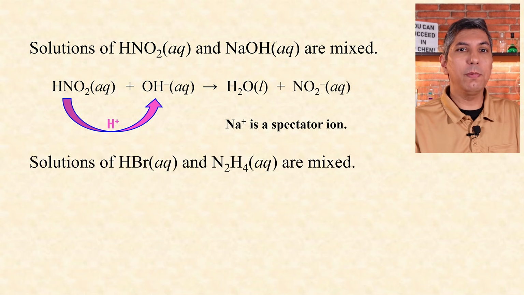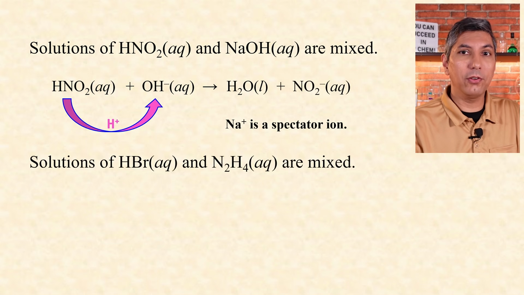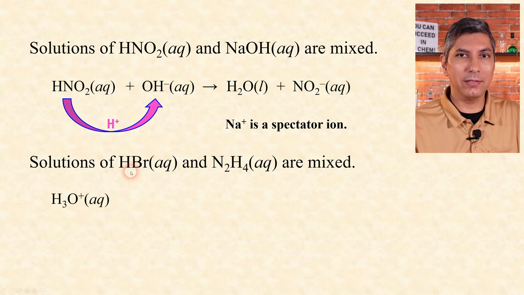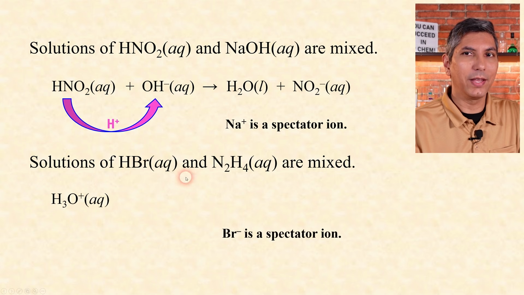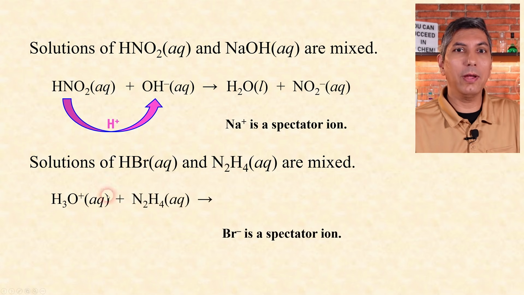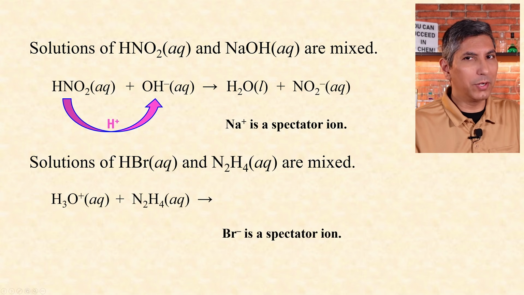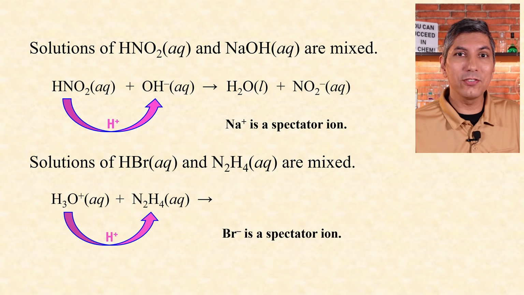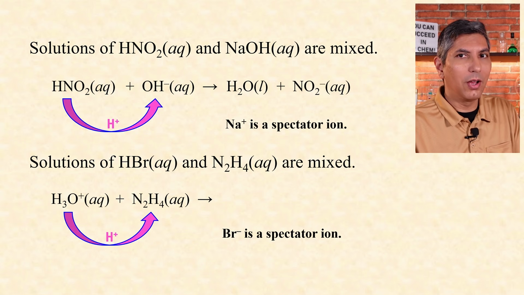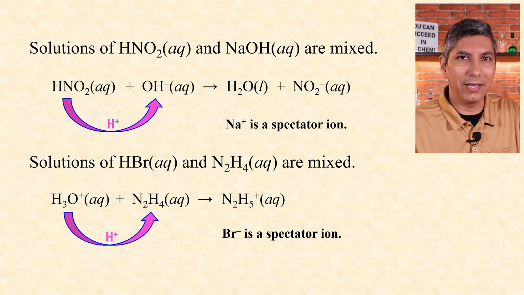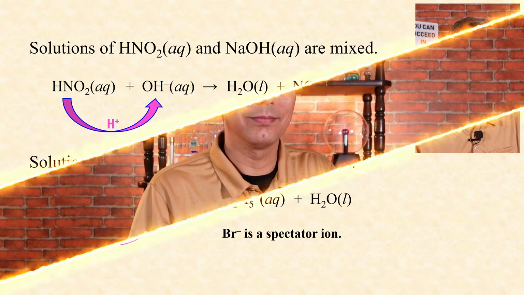If we have HBr and N2H4 being mixed, we have a strong acid and a weak base reaction. The strong acid is composed of hydronium ions, and bromide is the spectator ion. Hydronium reacts with N2H4, the weak base. Once again, the acid always donates an H plus ion to the base. So the products are N2H5 plus and water.